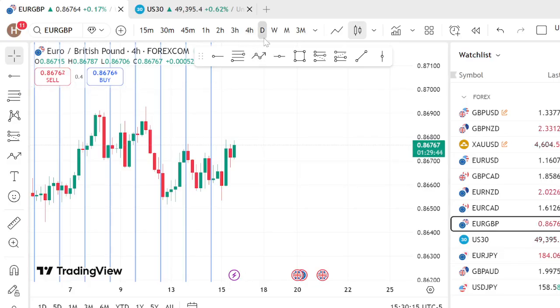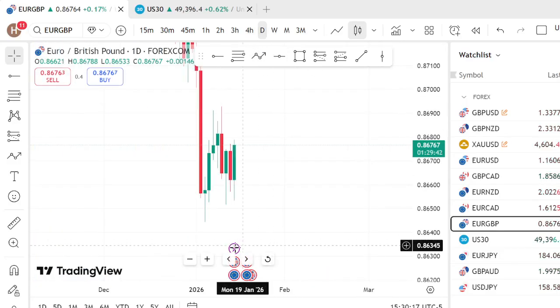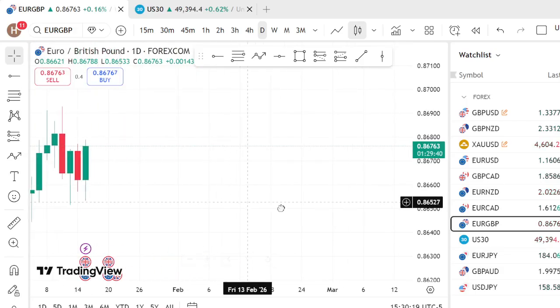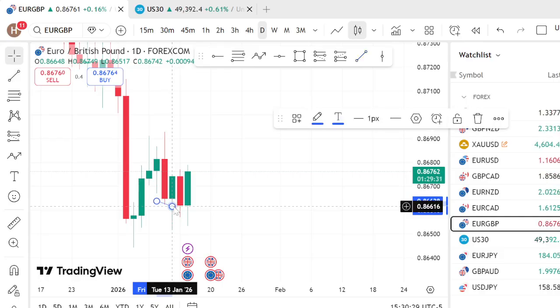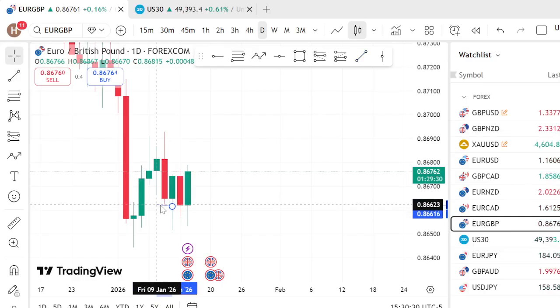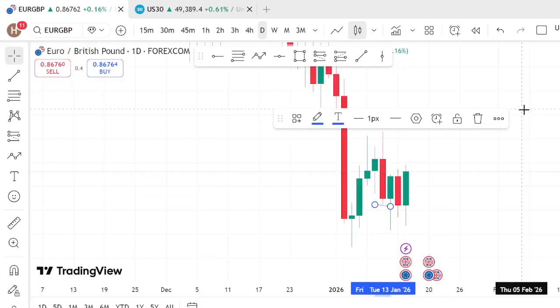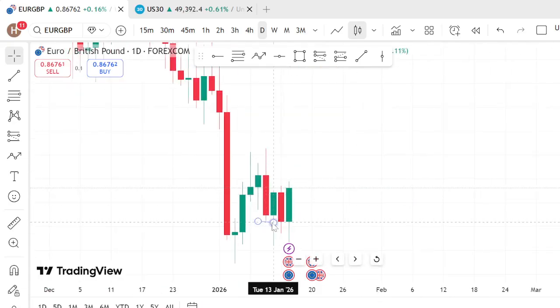Let's start from the daily time frame. Now on the daily time frame, this is what I saw. I had a previous daily high swept like this at this zone. Let me enlarge my screen so you can all see it. A previous daily high was swept here.